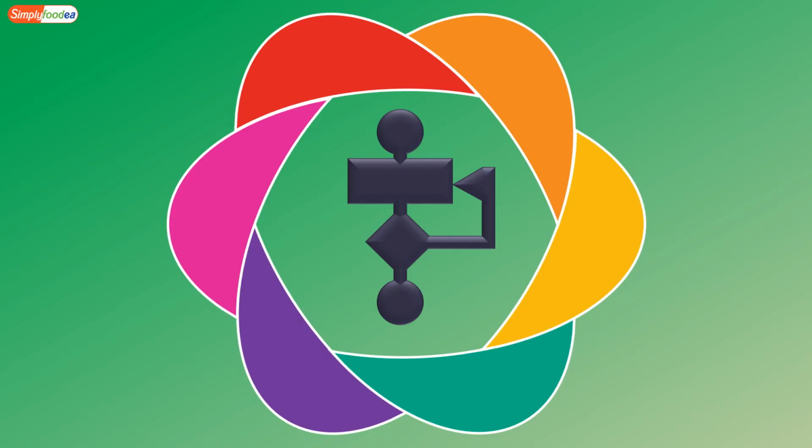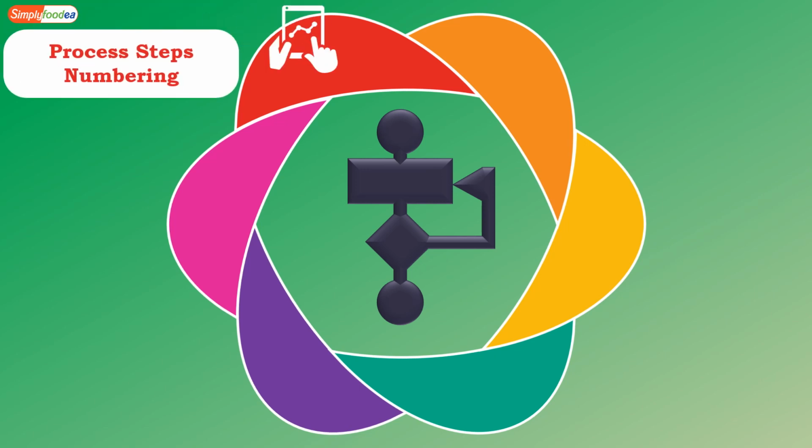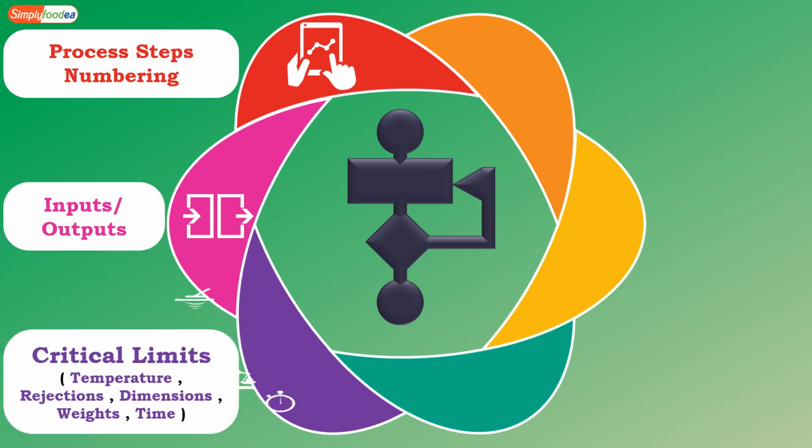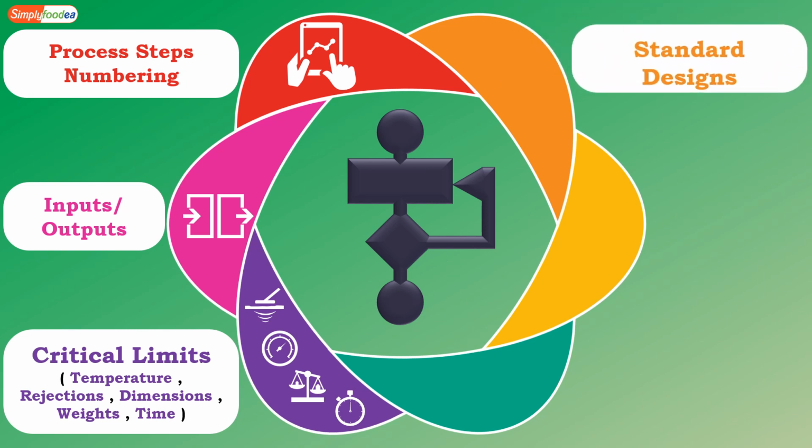Okay, so the 6 main rules for the flow diagram. The first one, the process steps numbering. We must include each step numbering in the flow diagram. Also the inputs and the outputs. The critical limits, either if it's temperature, rejections, dimensions, weights, time, anything.